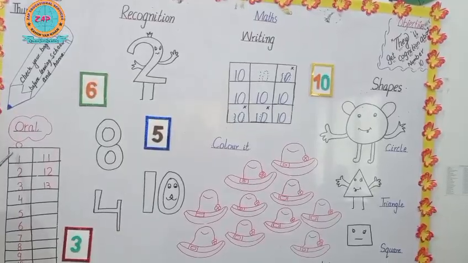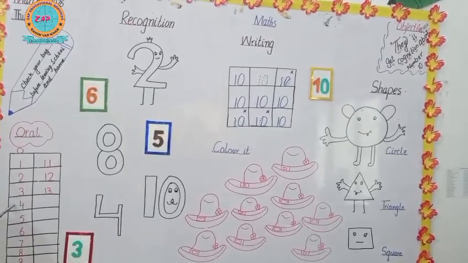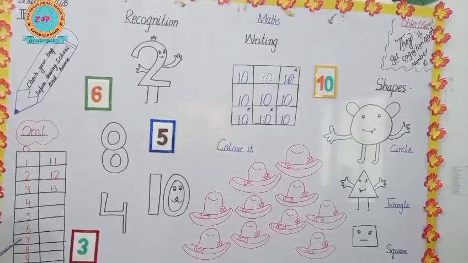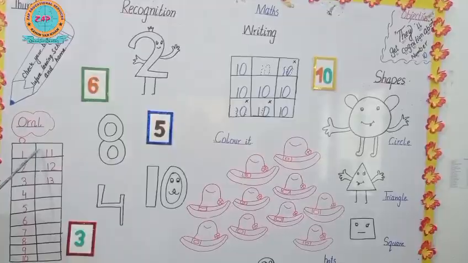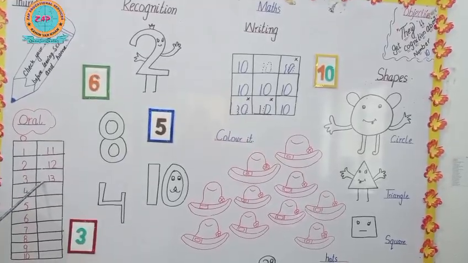Again, 0, 1, 2, 3, 4, 5, 6, 7, 8, 9, 10. 11, 12, 13.